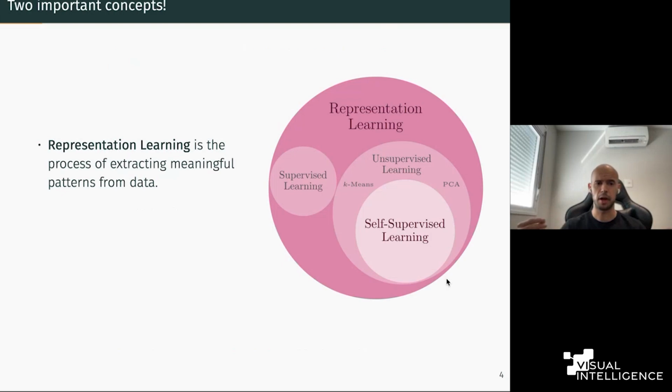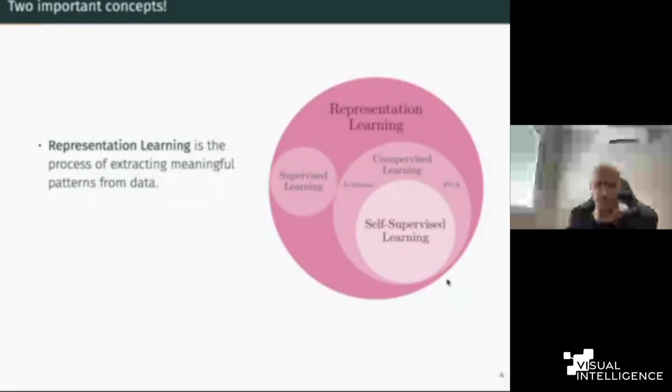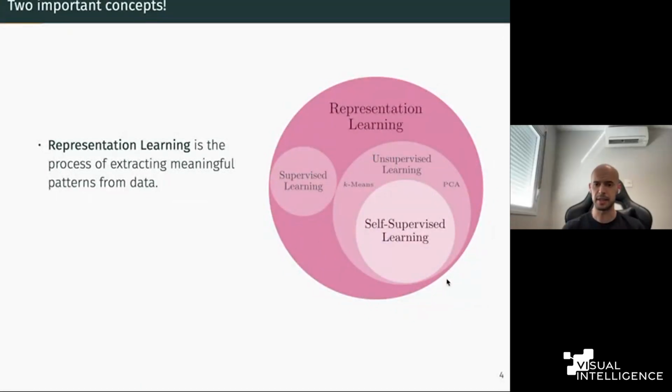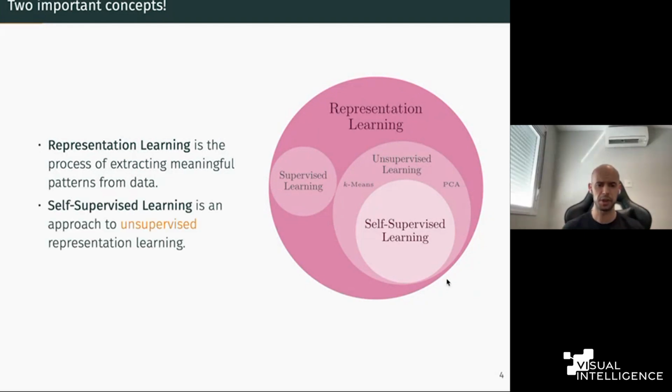But to start off, we basically need to know two concepts. One is the concept of representation learning, which is this idea of extracting meaningful patterns from data. Representation learning is a very big umbrella. It basically encompasses all of machine learning, if you care. So representation learning can be done using supervised learning, using unsupervised learning, using RL. It's very general. But more specifically to this talk, we're going to talk about self-supervised learning, which is an approach, a way of doing unsupervised learning.